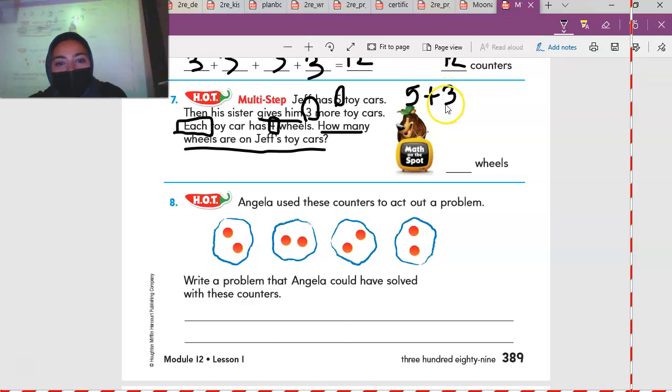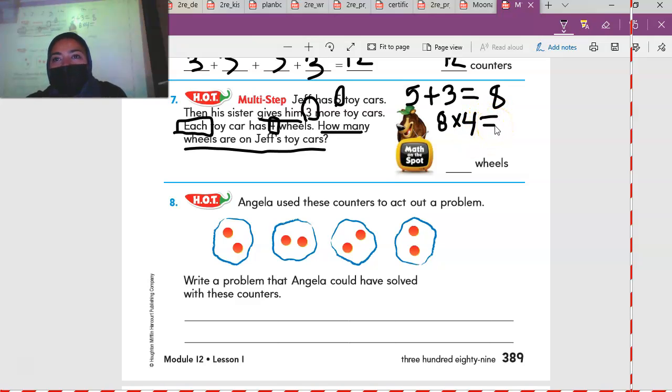Add. We're going to do a simple addition problem. He has 5 cars. His sister gives him 3 more. How many cars does he have now? He has 8 cars. Now it says each toy car has 4 wheels. Each means times. So if he has 8 toy cars and each toy car has 4 wheels, then 8 times 4 is what?